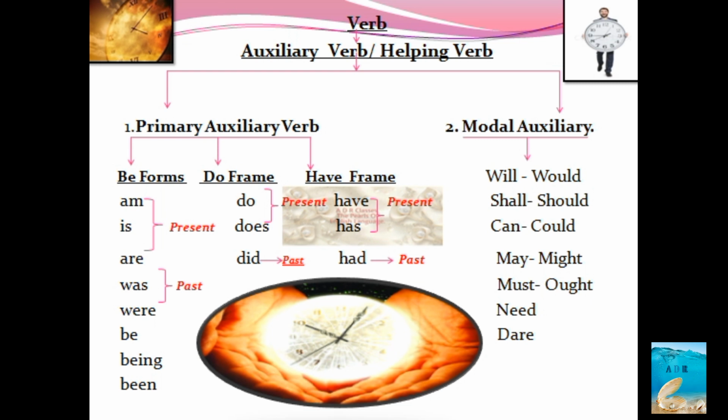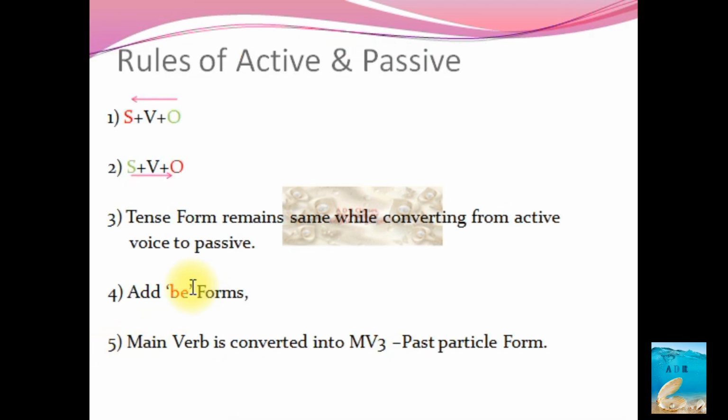Now let us see the example that we had taken earlier: I write a letter. I is always used with am, but now the object has come to the subject place. A letter is third person singular, hence we have taken is. So according to the rules, we are using be forms. On the be forms and the auxiliaries, I have made a separate video, you can go through that.